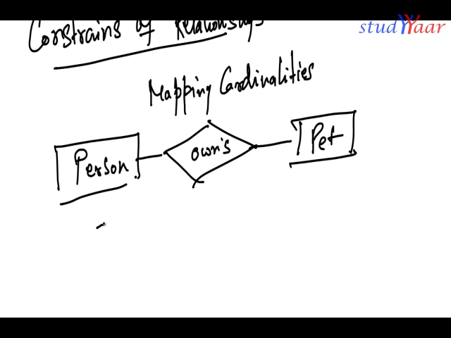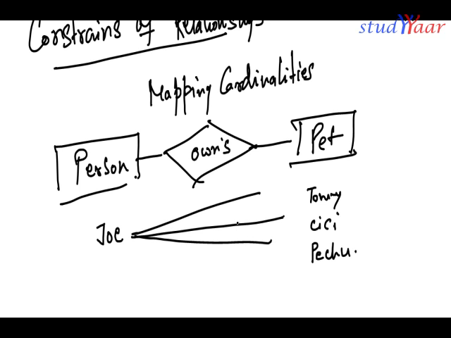Say Joe has 3 pets, okay? The pets are Tommy, Cece, and Pichu. Joe has 3 pets. So it basically means that one entity in the person set is related to more than one entity in the pet set. Okay?